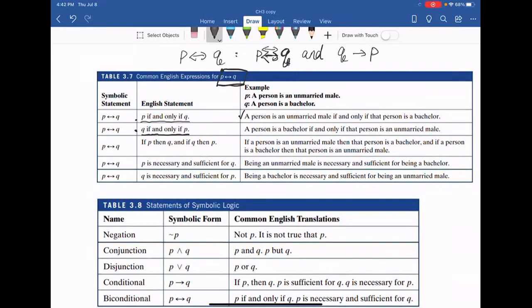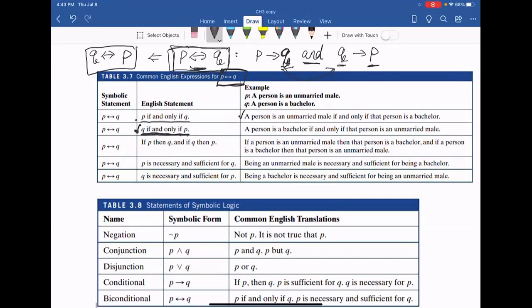So that means this expression is satisfied if P, then Q, and if Q, then P. So can I switch the position of these two? Yes, of course. This one can also be expressed as Q, if and only if P. So these two are equivalent. That's why we have this expression, Q, if and only if P.